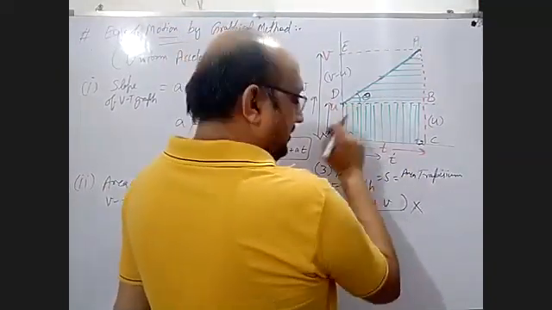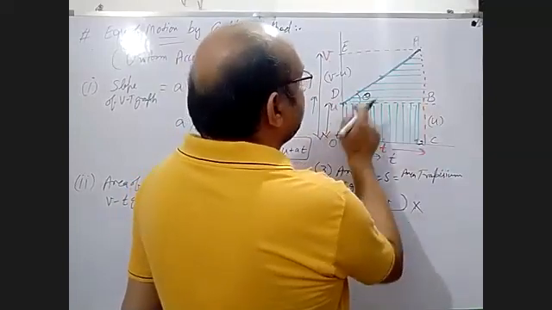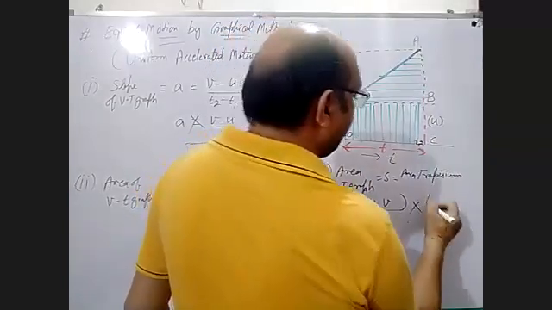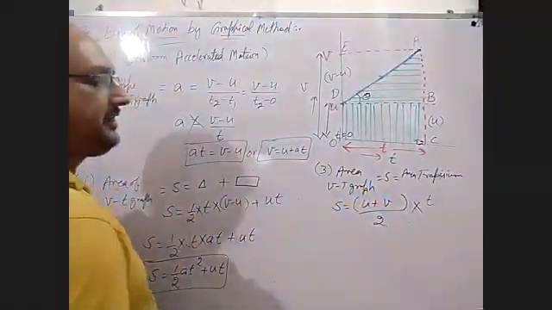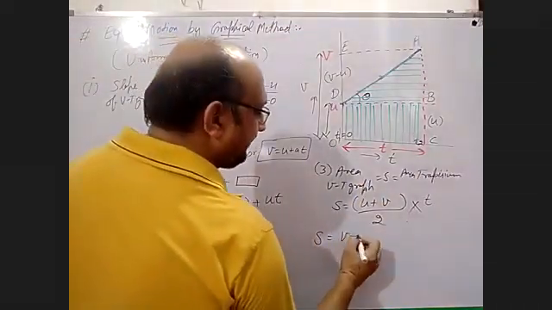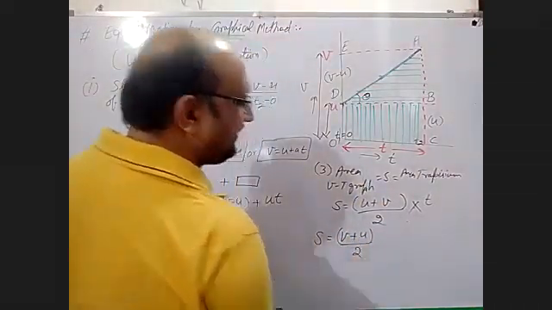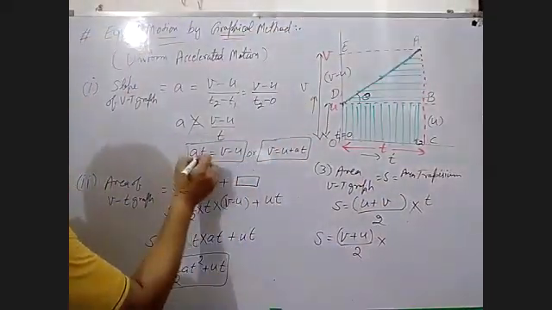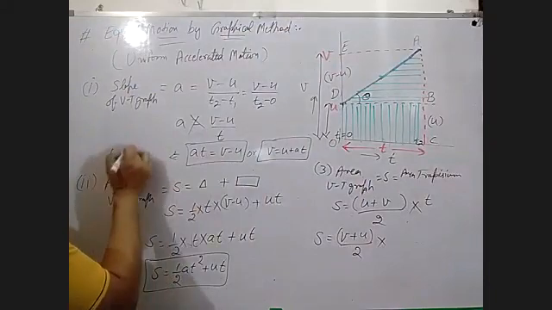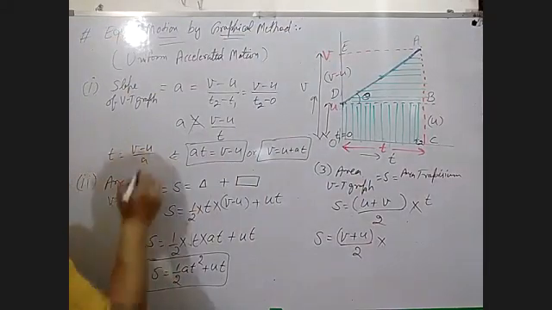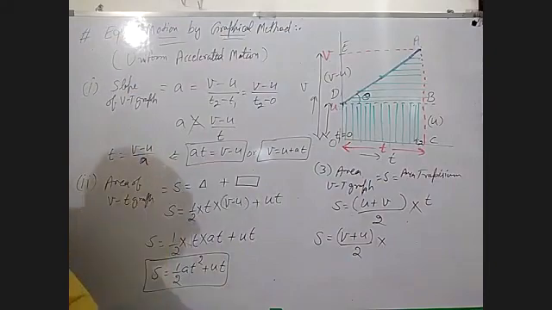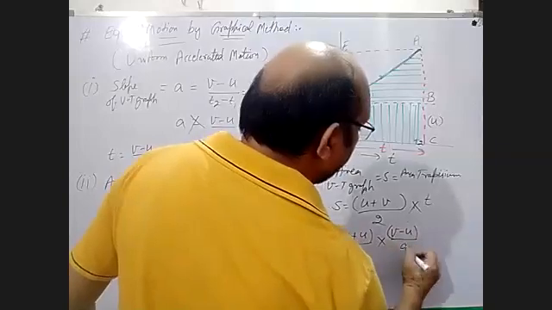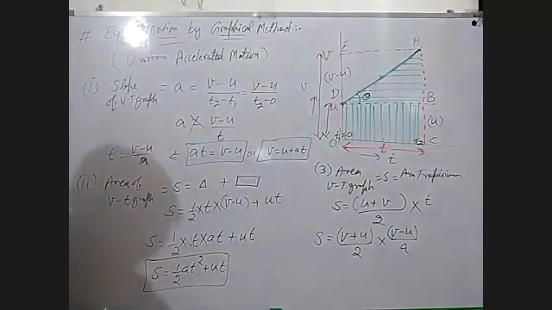Now, the shortest distance between the two parallel lines, what is the gap? This is T. You can write T here. Now S is equal to V plus U into the value of time. T is equal to V minus U upon A. From equation first, we can take the value of time. So S is V plus U into V minus U upon A, times half.